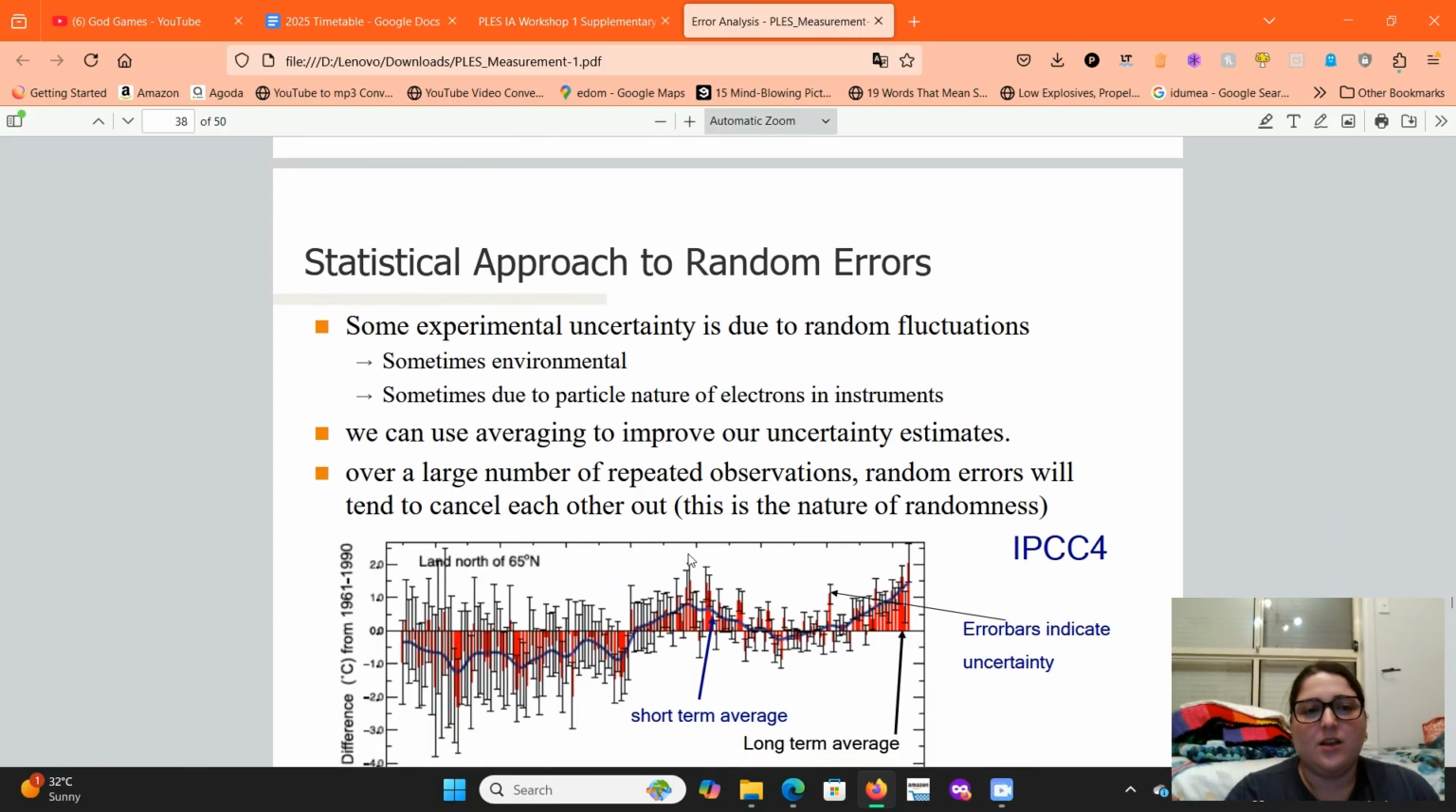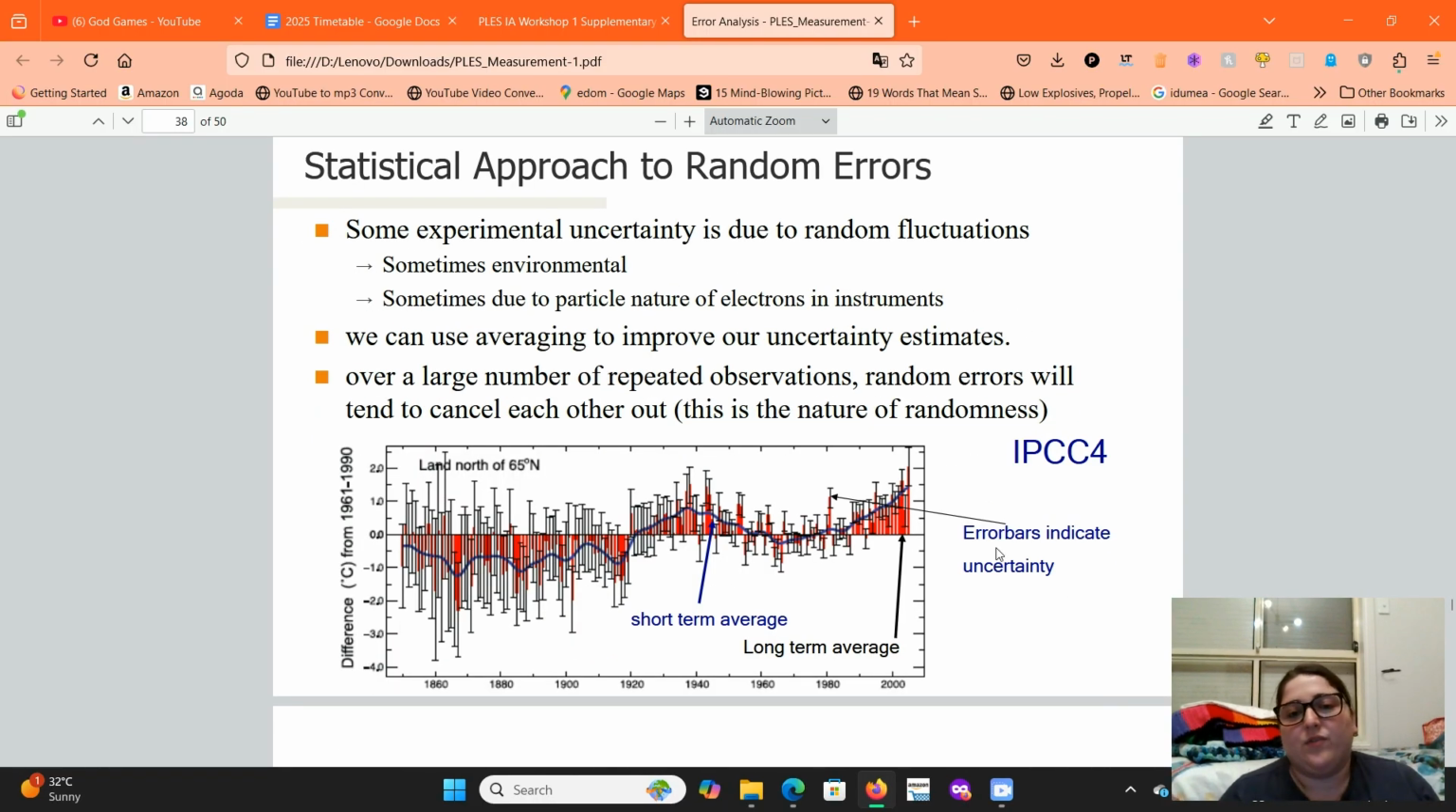Statistical process. So some experimental uncertainty is due to random fluctuations, sometimes environmental, sometimes due to the particle nature of electrons in instruments. That's just how life is sometimes. Alright, so we can use averaging to improve our uncertainty estimates. Over a large number of repeated observations, random errors would tend to cancel each other out. That's the nature of randomness.